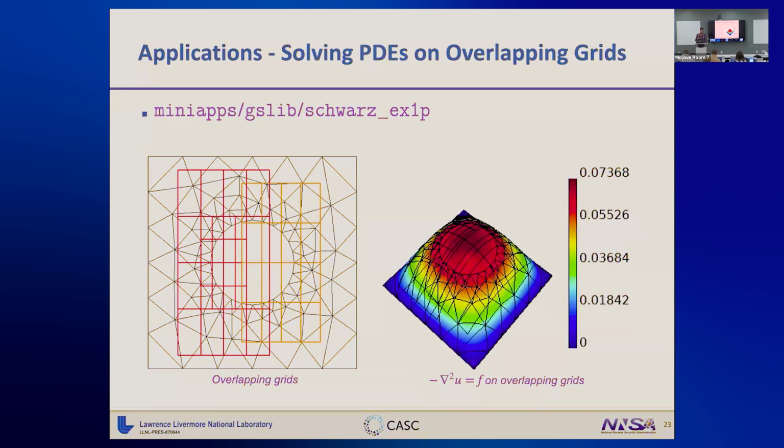And to show you some applications that are already leveraging find points in MFEM, we have a mini app that shows how you can solve PDEs on overlapping grids. Here we basically use find points to interpolate the boundary condition for each of the domains. So the solution comes from the other overlapping meshes. You basically do this iteratively. You solve the PDE independently on each domain, exchange the data, solve the PDE, and repeat this process. And you can see in this figure on the right that you get a nice conforming solution.